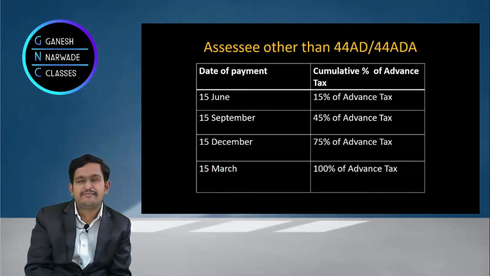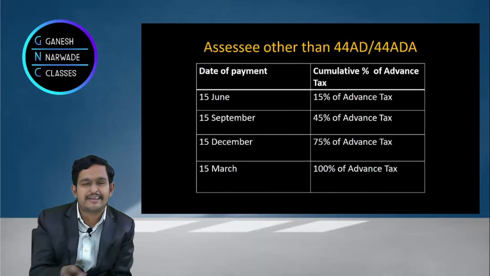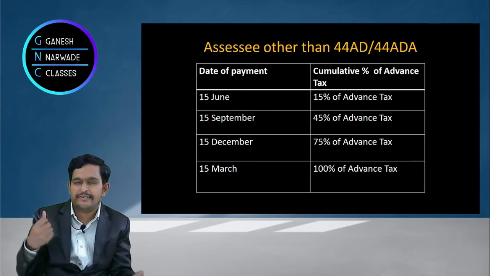Third, till 15th December, how much? Sir, 75%. Yes, very good. So how much extra? 45, 75, 30% extra. And till 15th March? Sir, till 15th March, 100%. Clear? चलो जल्दी से बोलो.